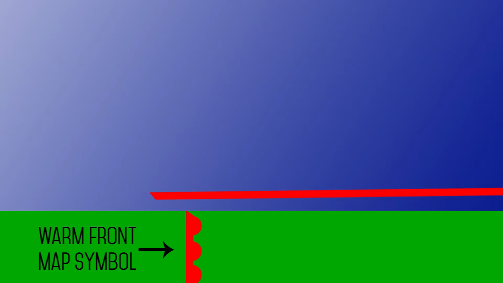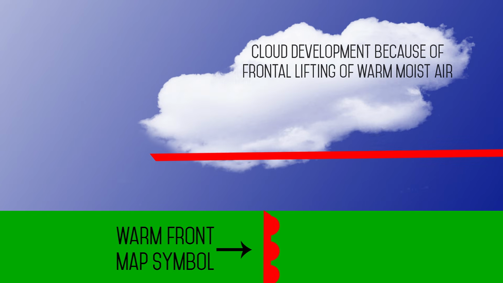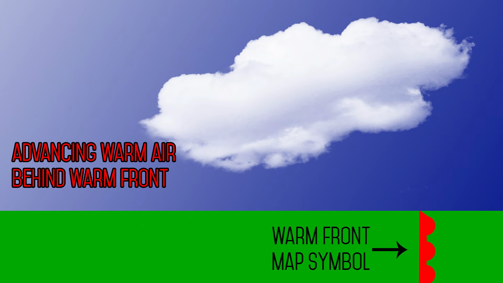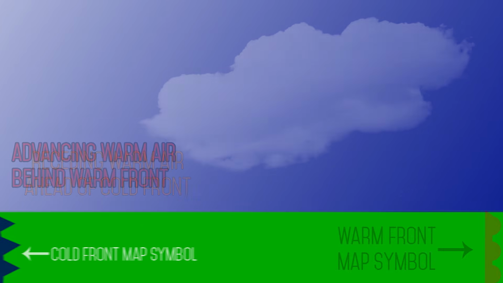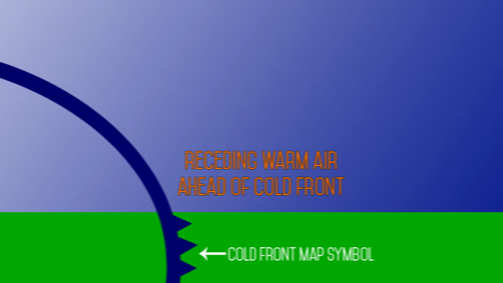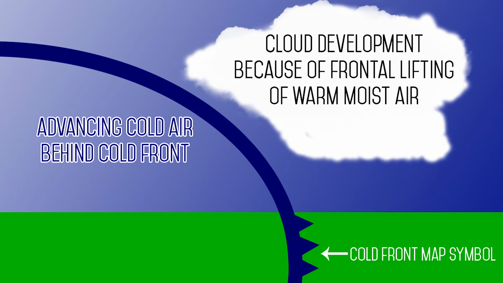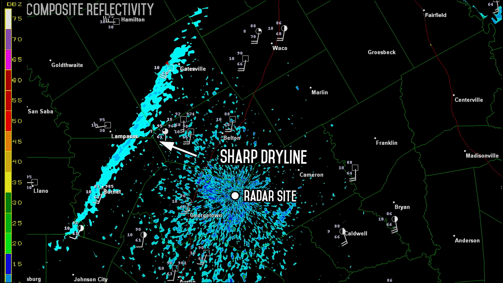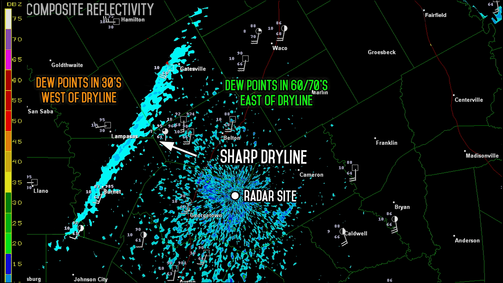Warm air rising is known as convection and is crucial to thunderstorm development. Lift can also be obtained in several other ways. Along fronts where warm air is forced upwards, causing cloud development, and along sharp dry lines, with hot dry air on one side and warm moist air on the other.